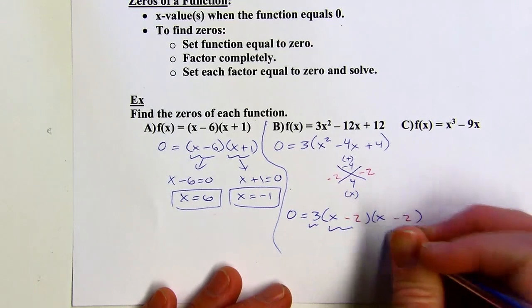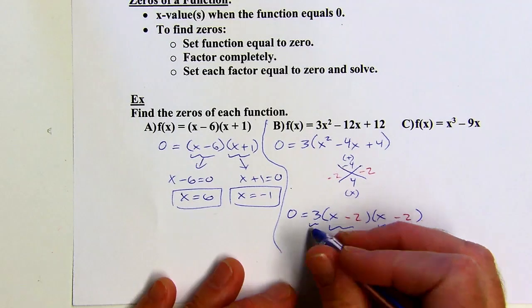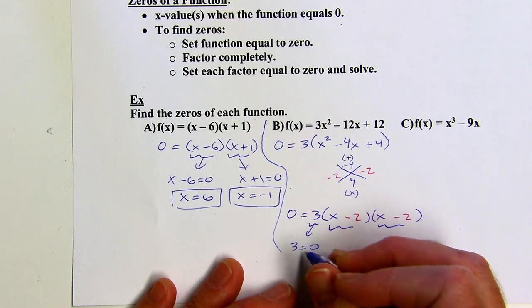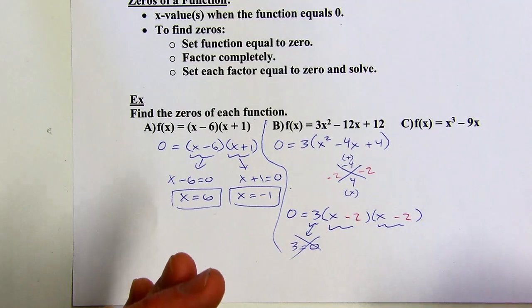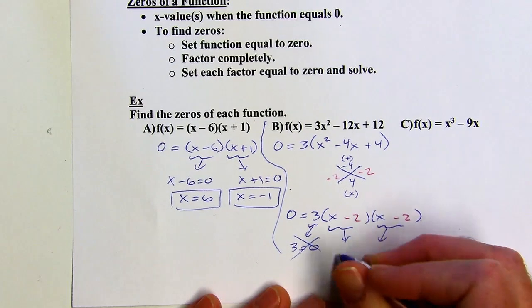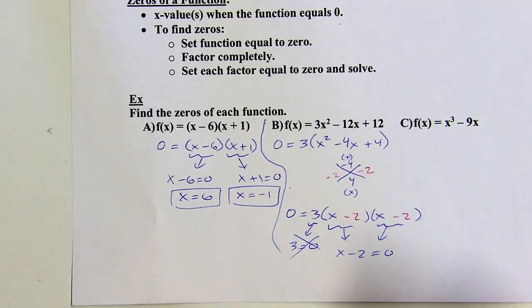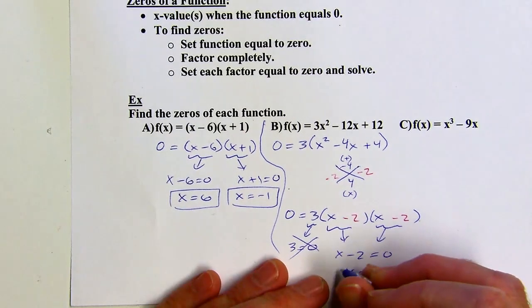So one of these three things has to equal 0. Well, 3 can't equal 0, right? So if you say 3 equals 0, well, no, it doesn't. So it doesn't make sense. You just throw it out then. Now, these other two, you get the same thing because they're the same, right? Either one, x minus 2 equals 0, and then when we solve that, x equals 2.